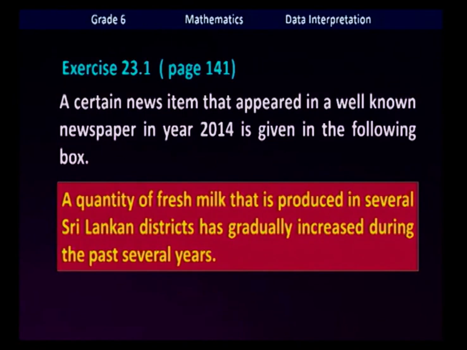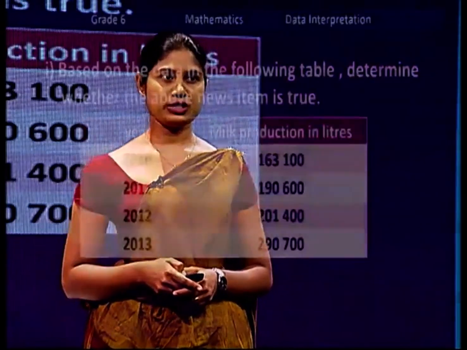Okay, now we are going to do exercise 23.1 in your textbook. A certain news item that appeared in a well-known newspaper in the year 2014 is given in the following box. The quantity of fresh milk that is produced in several Sri Lankan districts has gradually increased during the past several years. So, this is the newspaper item.